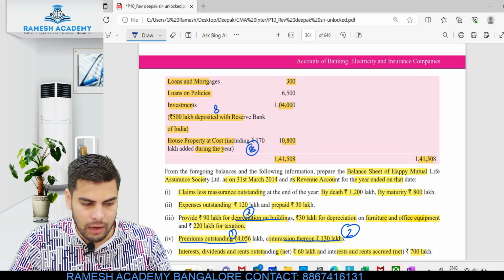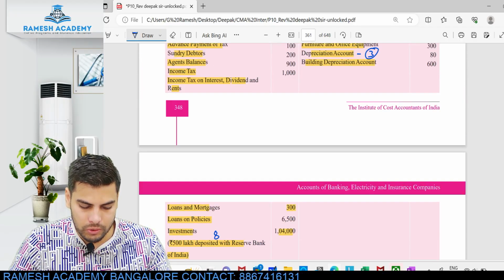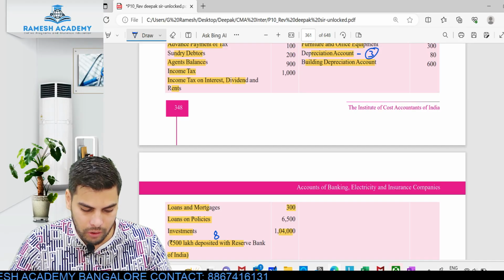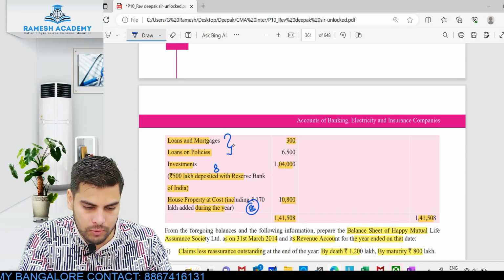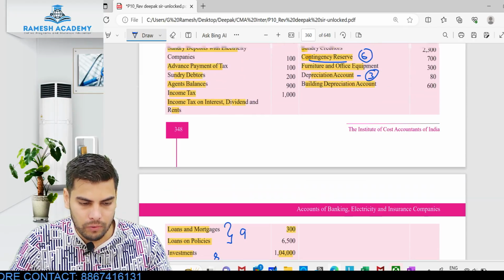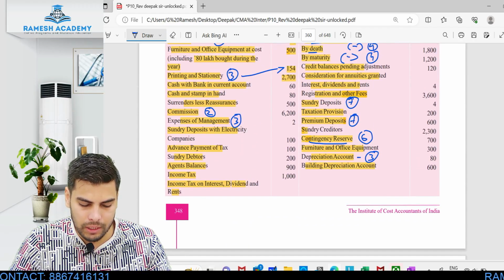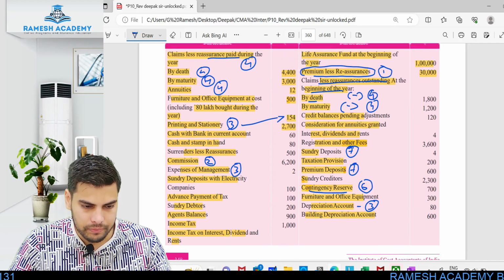That's all right. So after this, what about schedule 9? 9 stands for loan. So let's talk about the loan. So here we have got loan from mortgage and policy. Both these would be your schedule number 9. So what about 10? 10 would be your fixed assets. So all your fixed assets, whatever they have shown, that will be shown under schedule number 10. So what and all fixed assets do we have?